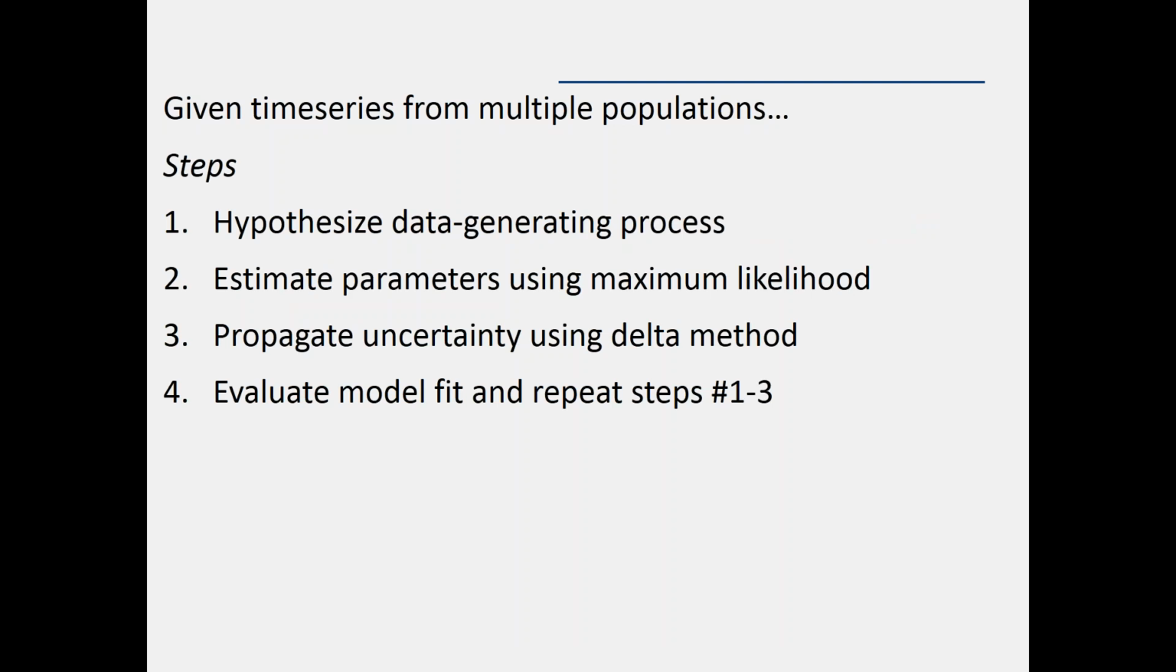Like always, we're going to go with this probabilistic modeling format where we hypothesize some data generating process. We estimate parameters using maximum likelihood. We propagate uncertainty using the delta method or a generalization of it. And then we're also going to talk about ways to build simulation testing into the TMB code and use that to check the consistency of your parameter estimates.